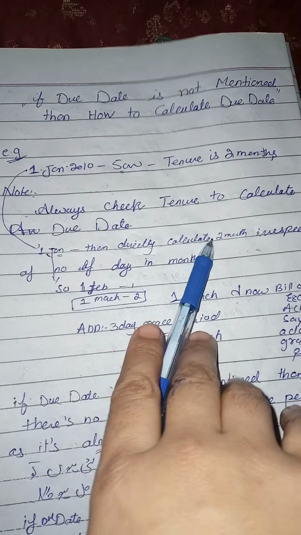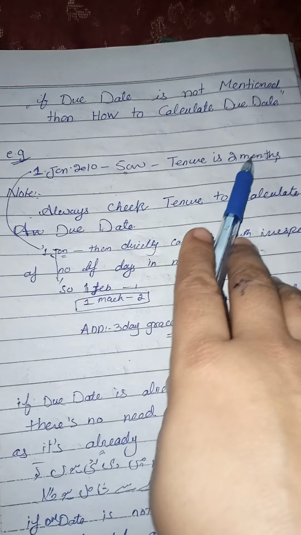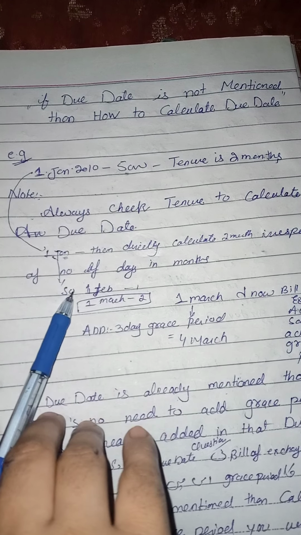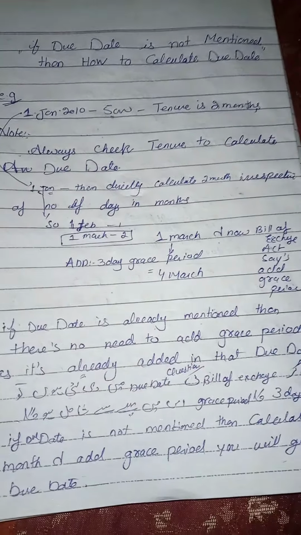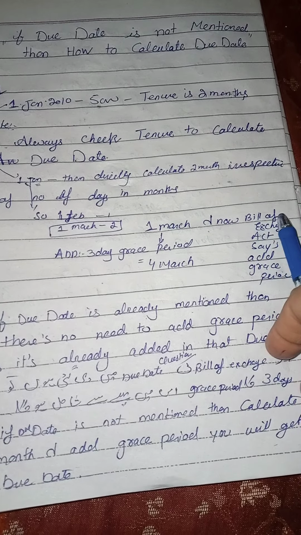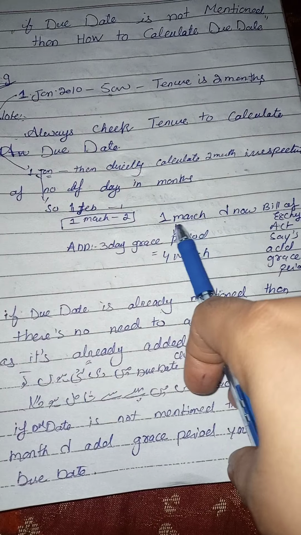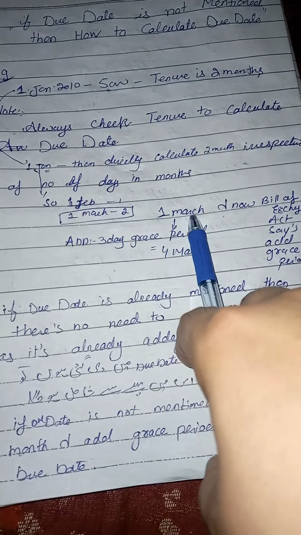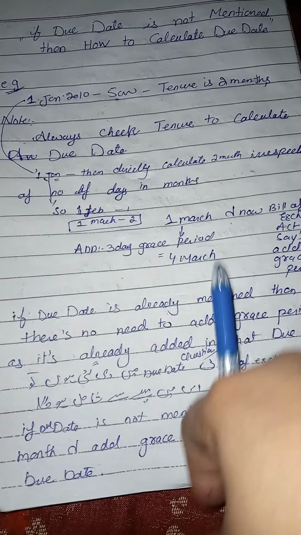Then directly calculate 2 months. Since 2 months is mentioned, we do not need to take care of days. We just jump 2 months. How? 1st January to 1st February is our first month, and 1st February to 1st March is our 2 months. So 1st March is the due date, but according to the Bill of Exchange Act, there are always 3 days of grace. So 1st March is the due date, and now I add 3 days, so 4 March is the due date. This is the method through which we calculate the average due date.